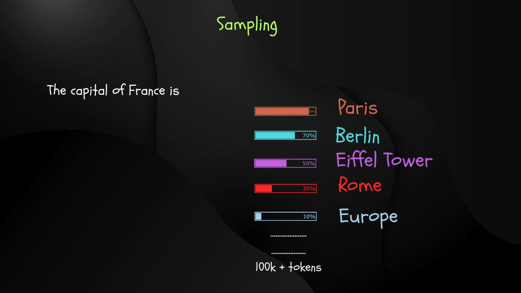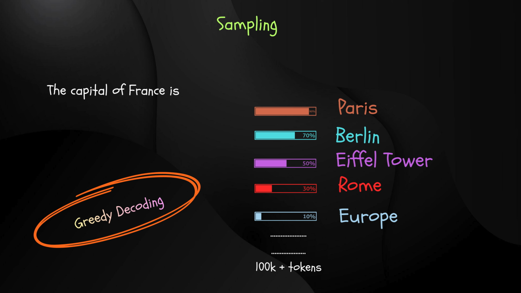The simplest approach is something known as greedy decoding. The idea is straightforward. Just pick the token with the highest probability every single time. If Paris has the highest probability, choose Paris. Then move on to the next token and do the same thing again, and again, and again. This approach is reliable, it's predictable, and for certain tasks, that's exactly what you want. But there's a downside. If the model always picks the most likely token, the responses can start to feel repetitive and sometimes a little boring.